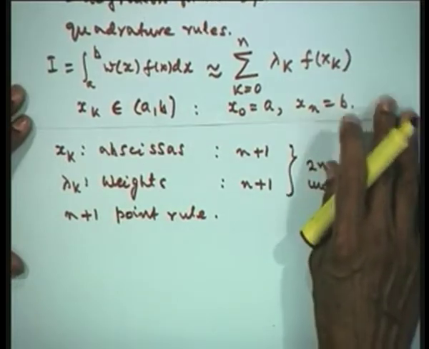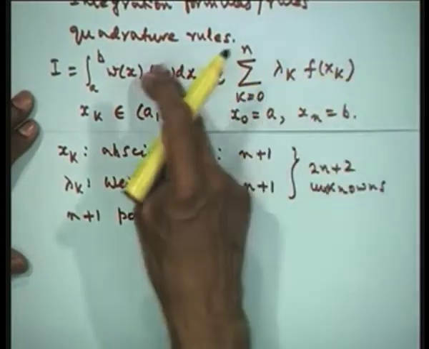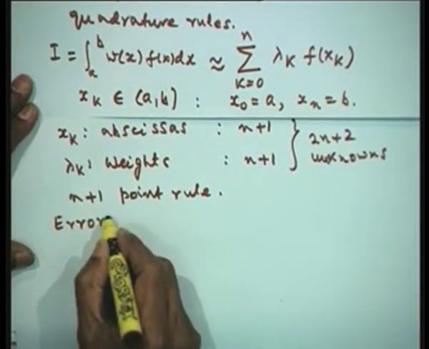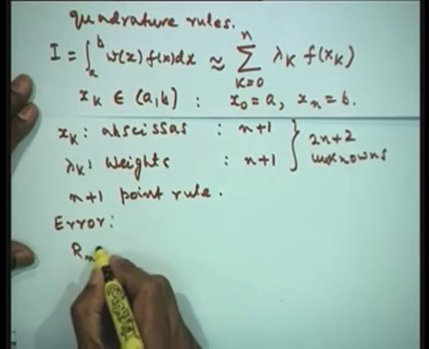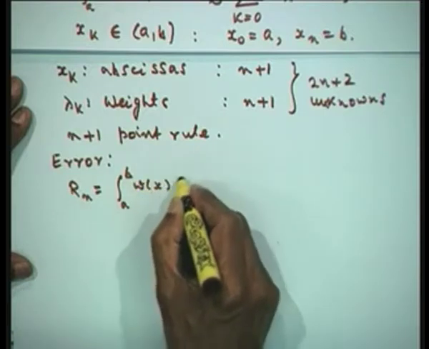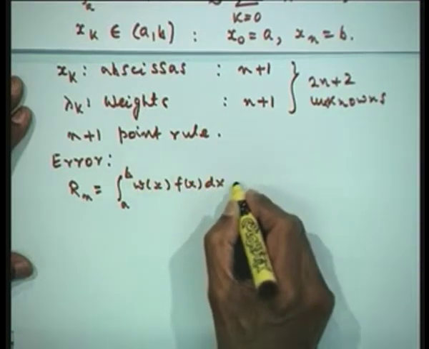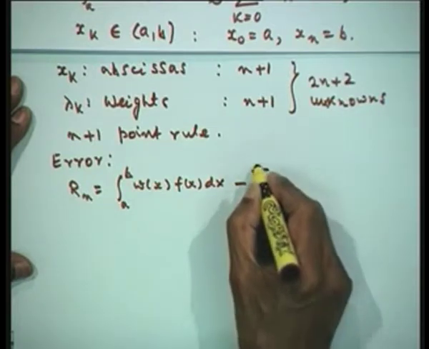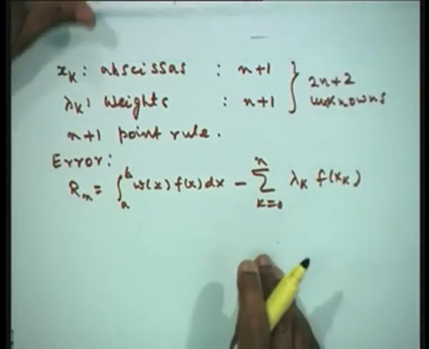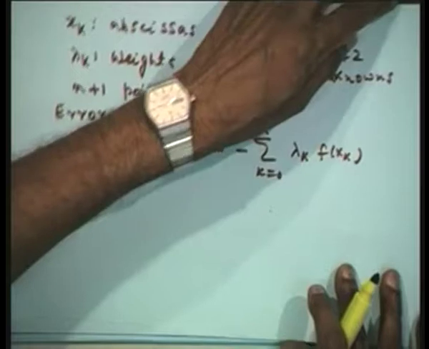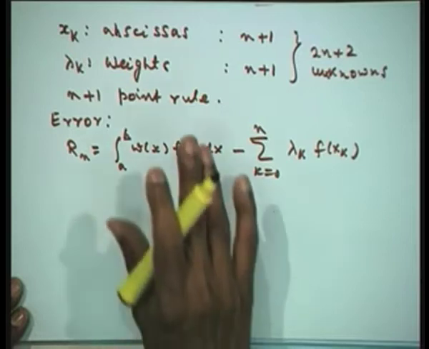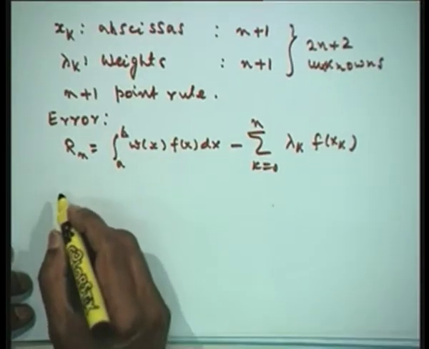Now, the error in the integration rule, we shall define as we bring the right hand side to the left hand side and write that as the error in the integration rule. So, I can define the error as R n equal to integral a to b w(x) f(x) dx minus the sum for k equal to 0 to n of lambda k f(x k). Now, we need to define the order of a formula before we derive a numerical integration formula. Let us define the order of a formula.